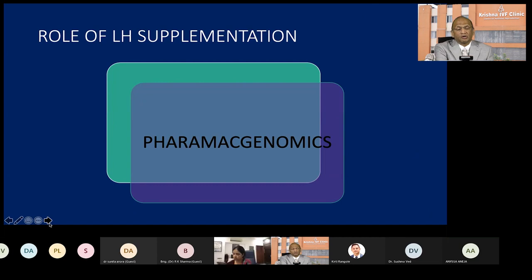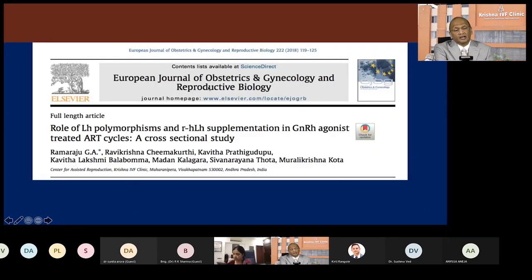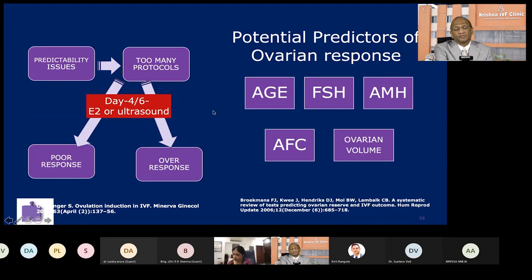The role of pharmacogenomics next comes in. In 2019, we published the paper, the role of LH polymorphism and LH supplementation in GnRH agonistic cycles, a cross-sectional study. This has helped us to understand. Till that time, when we did a follicular stimulation, we had predictability issues.